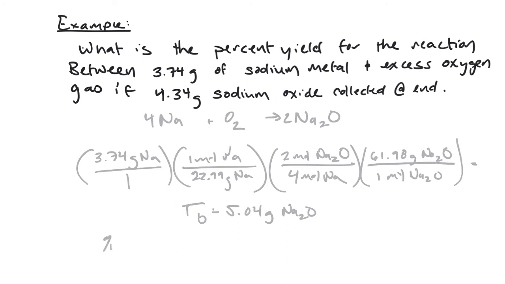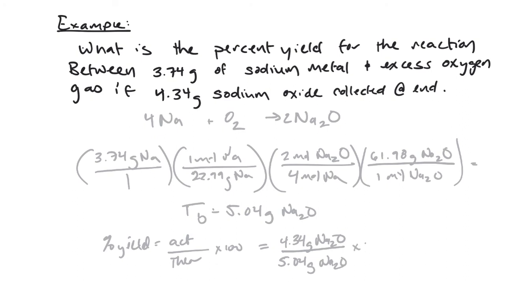So the percent yield is actual over theoretical times 100. So in this case, it's going to be 4.34 grams of Na2O over 5.04 grams of Na2O times 100. And I put that in my calculator, and I get 86.8%. So the yield of this reaction is 86.8%. Okay, cool.